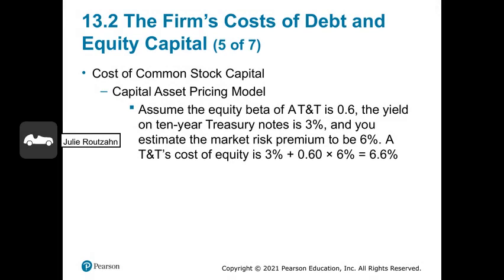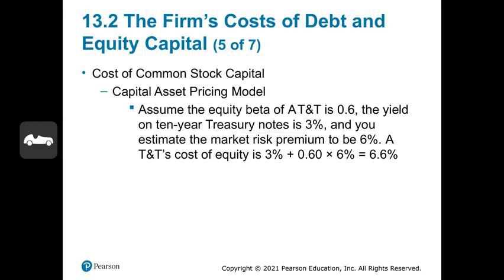So to look at an example here, we have an equity beta for AT&T of 0.6. The yield on the 10-year Treasury note is 3%. Treasury notes are generally thought of as a risk-free asset. There is no chance of the U.S. government defaulting on that asset. And then you have a market risk premium of 6% based on this stock.